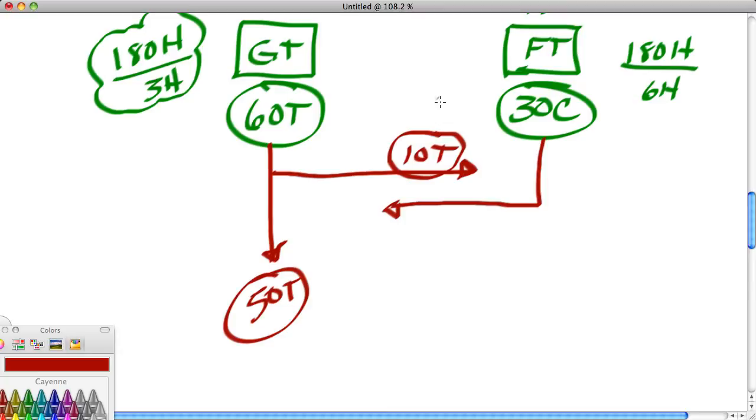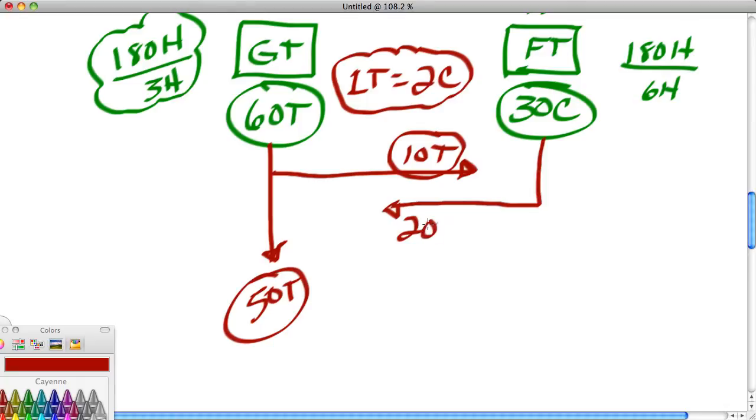Now, how much corn is going to be traded? Well, let's remember that 1 tomato equals 2 corn if trade takes place. This is the given exchange rate. So for every tomato that flows this way, 2 corn must flow back this way. So 20 corn is paid for the 10 tomatoes, leaving Five-Thumb with 10 corn.